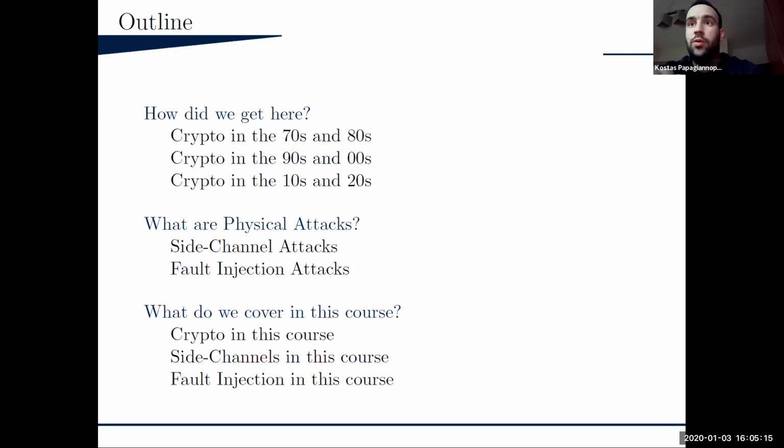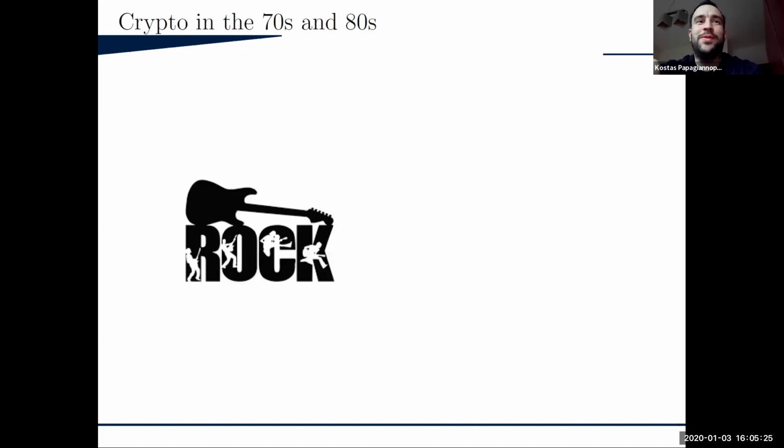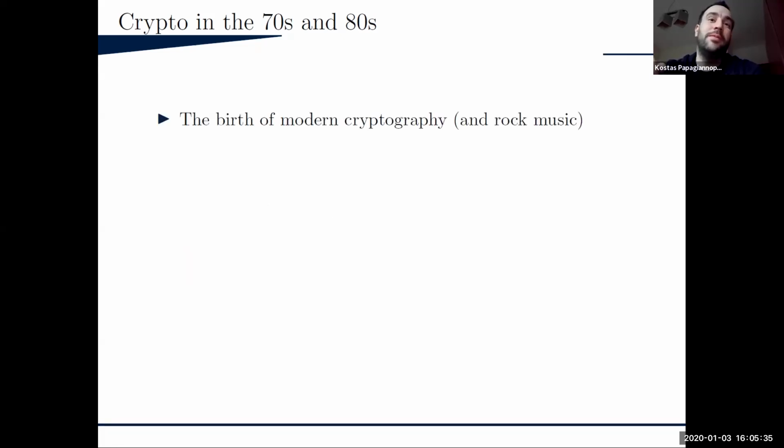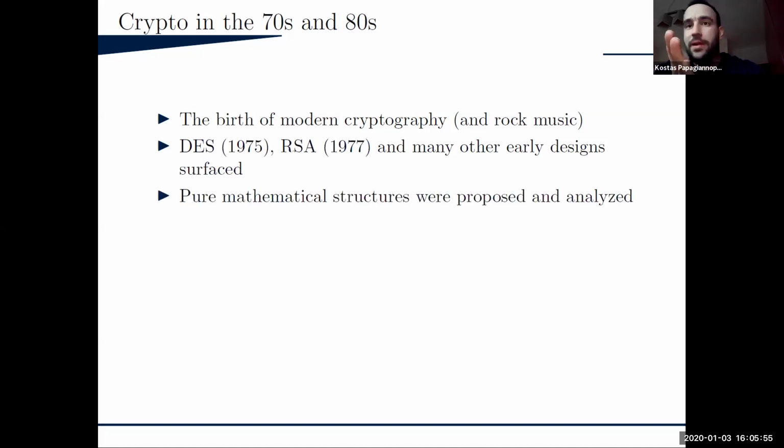All right, so let's get going with the very first question: how did we get to the point that physical security is important? I will start quite some time ago, in the 70s and 80s. Well, that was a time of rock and roll, but it also marked the birth of modern cryptography. Many of the early cryptographic designs surfaced during that era. DES, RSA, and many other structures were proposed at that time, in 75 and 77. That was the beginning of our field, the beginning of security in cryptography in many ways, and people started analyzing those mathematical structures.